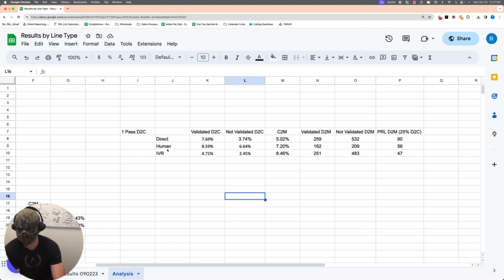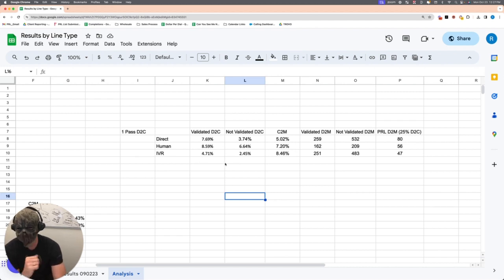The second line type is a human transfer. This is where you're going to call and there's a human that picks up. This could be your standard operator or a gatekeeper, but it's a human between the person you're trying to reach and their voicemail or them. Then finally, you've got the IVR. These are your dial trees, your voice navigated systems. You're going to have to interact with the computer to get through to the person or their voicemail.